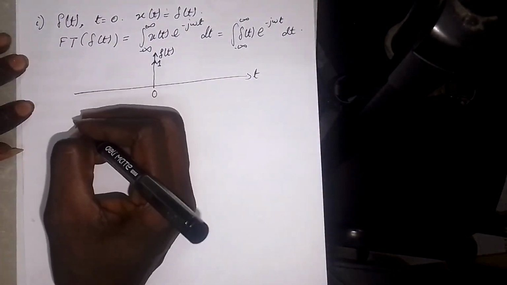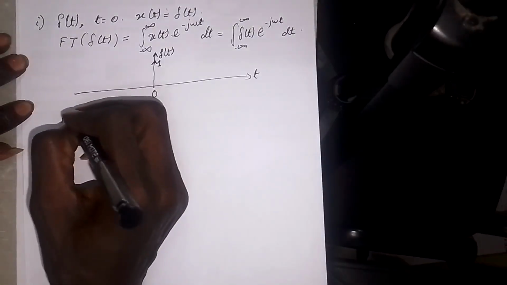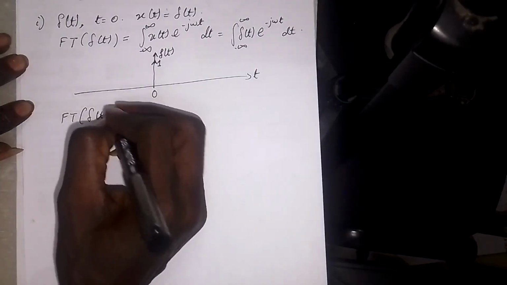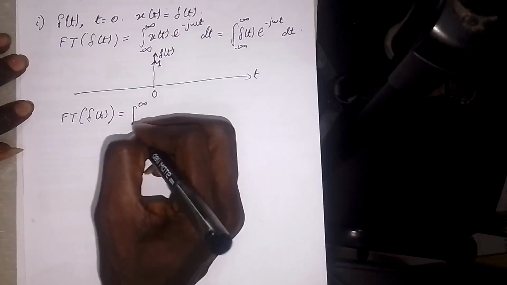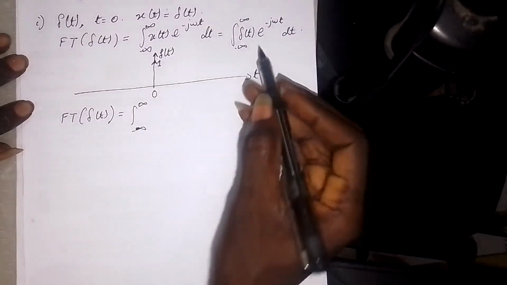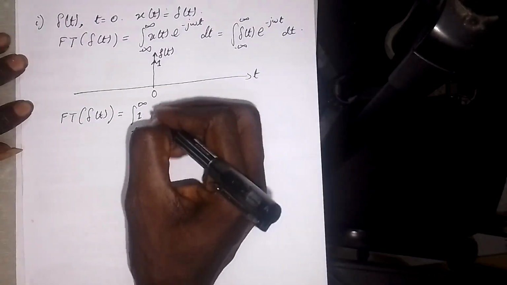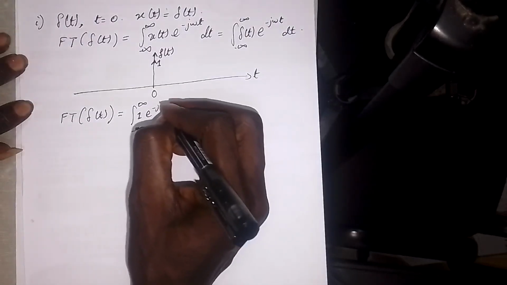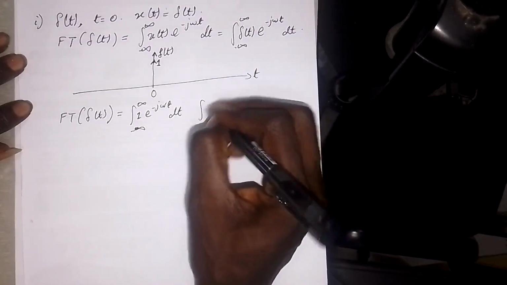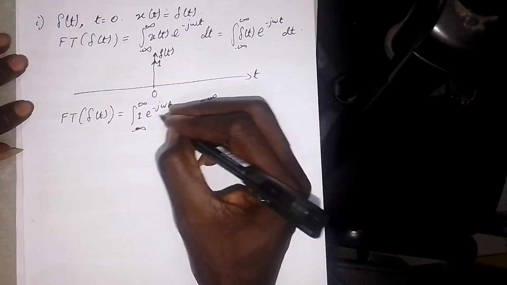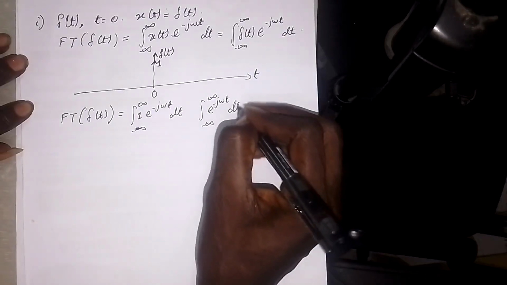So here what we can do is that the Fourier transform of delta of t is going to be equal to this one. Our delta of t is basically 1, so let's put 1 here like this, and then e to the minus j omega t dt. 1 multiplied by any number is that same number, so we just remove the 1 and put in this one, e to the minus j omega t dt.